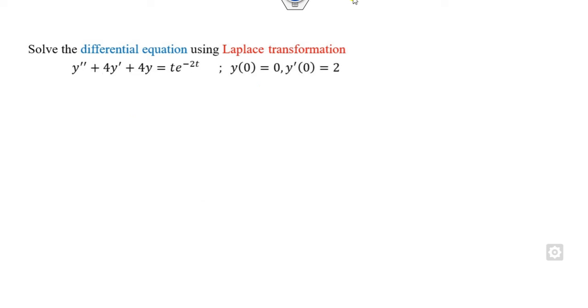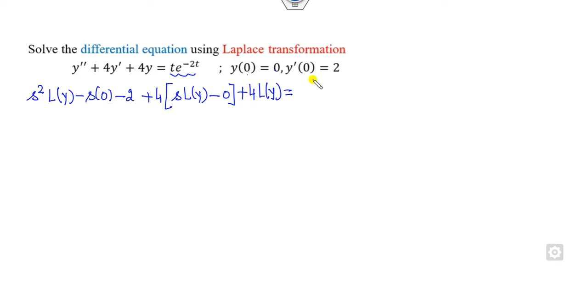Look at this another one. Again I can apply the Laplace transformation. It is L of y, s into y0 is a 0 minus y dash plus 4 s L of y minus y0 plus 4 L of y. Can you find the Laplace of this? What is the Laplace of that t? 1 over s square, and if I apply the exponential, it means shifting first theorem, so 1 over (s plus 2) whole square.